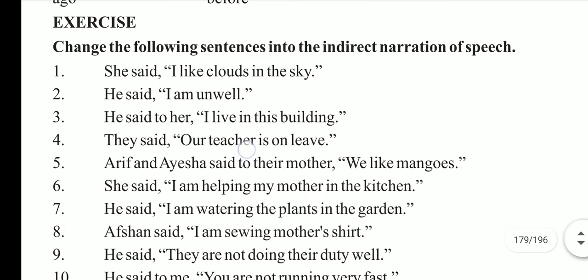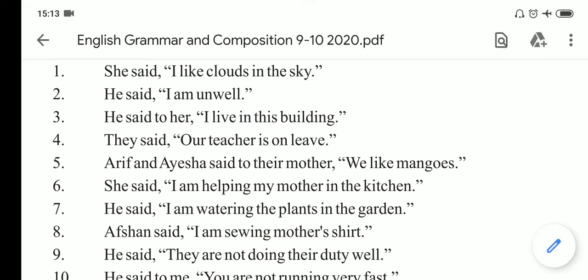So he said to her will change into he told her that he lived in that building. So he lived in that building is a past indefinite tense, as according to the rule, the present indefinite tense will change into past indefinite tense.